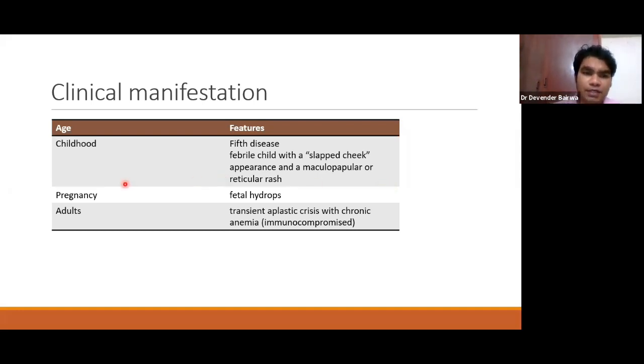When it is affecting pregnant ladies, then it can lead to fetal hydrops because of destruction of RBCs. In case of adults, it can present with transient aplastic crisis, with chronic anemia in case of immunocompromised patients. So many of our patients of, let's say, SLE, we have seen that they were suffering from parvovirus B19 and they were having aplastic crisis.